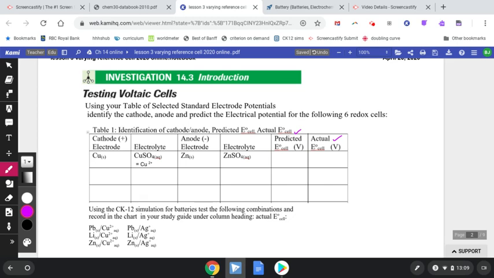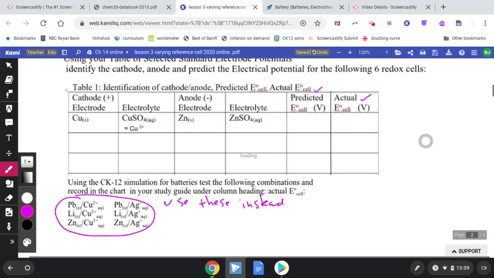In your study guide on page 272, you have this lab. I had to modify it because the one online doesn't use the same metals. So ignore the metal combinations that they've given you in your study guide, and you're going to use these ones instead. Use those instead. So there are 6 possible combinations that you can use to replace the 6 that we normally use in our high school lab.